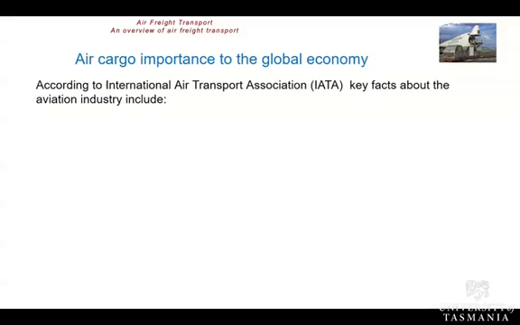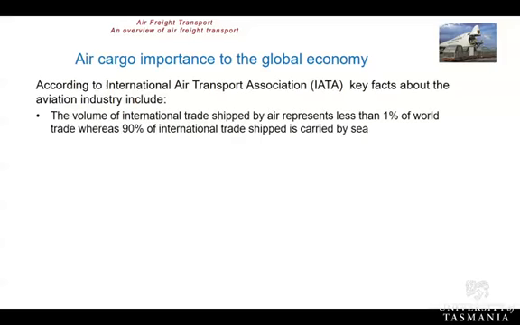A little bit more specific to the air transport industry in terms of air cargo, and this comes from the International Air Transport Association, IATA. What they say is that in terms of the volume of international trade carried, air transport carries about 1%. So in relative terms, that's quite small. 90% of the volume of international trade is actually carried by sea. So it's relatively small in that context.